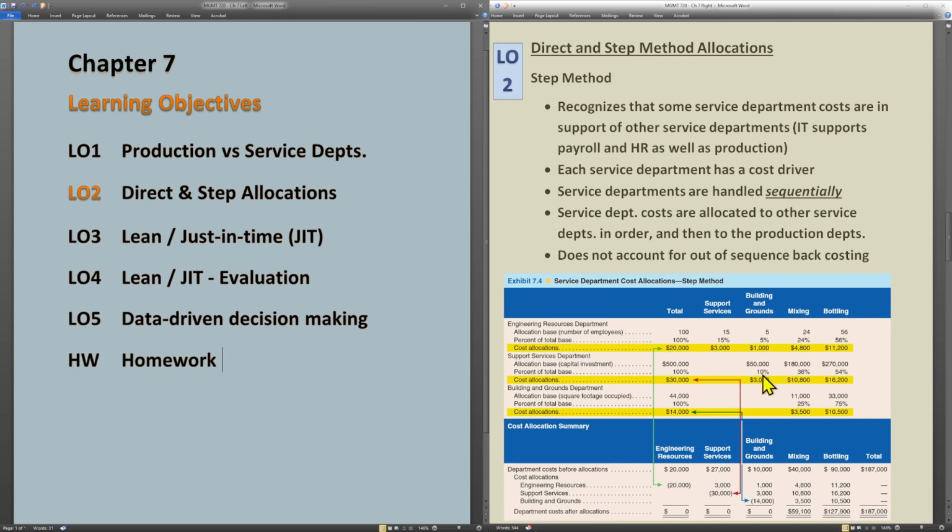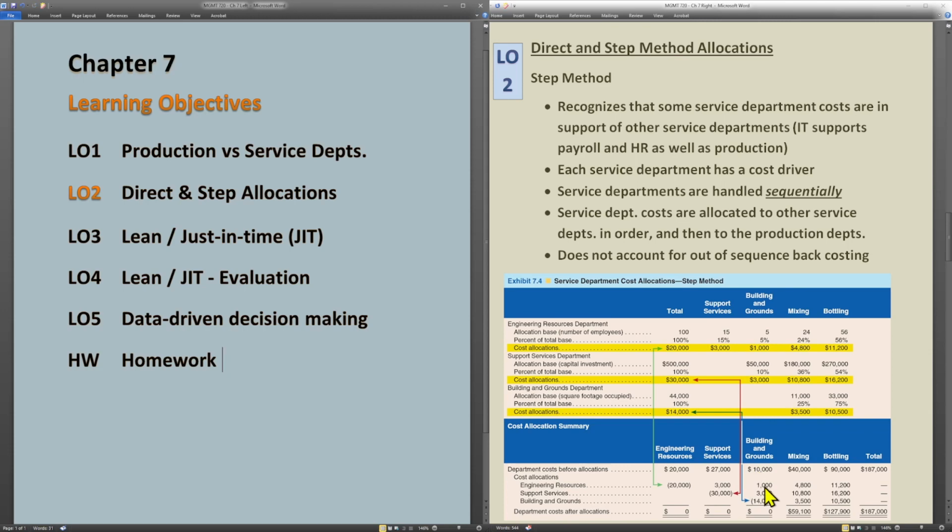So 50,000 out of 500,000 is 10%. So 10% of the 30,000 is 3,000. 36% of the 30,000 is 10,800, and so forth. So notice here, we've placed the 3,000, the 10,800. Now the 10,800 and the 16,200 go to the production departments, but the 3,000 gets passed down to buildings and ground. So buildings and ground started off at 10,000.